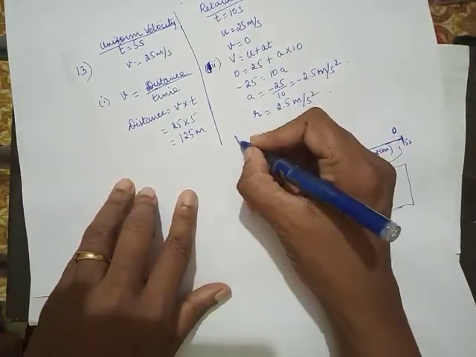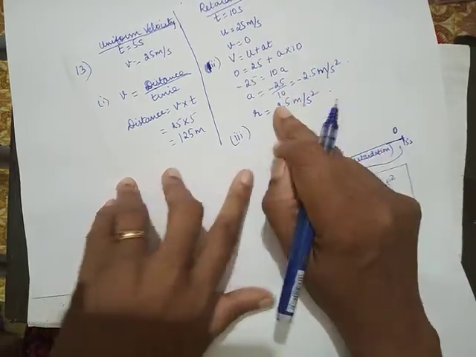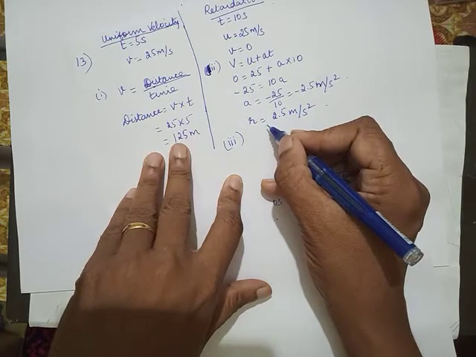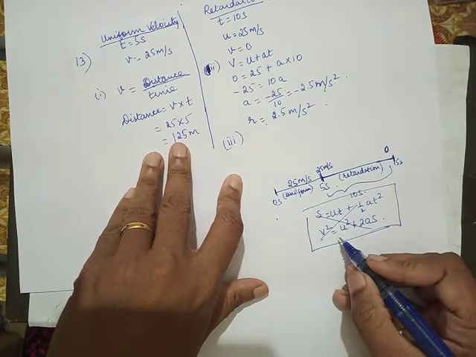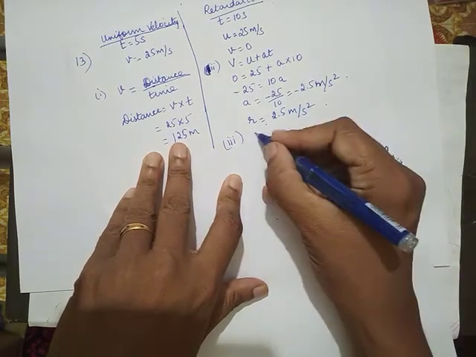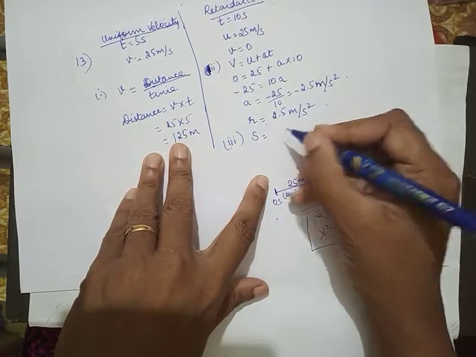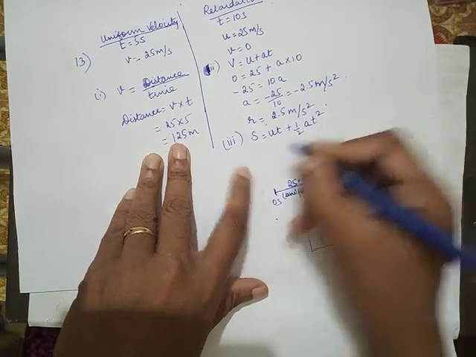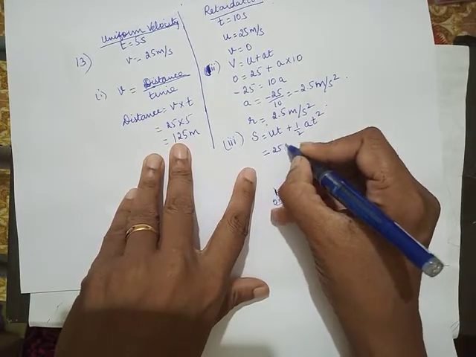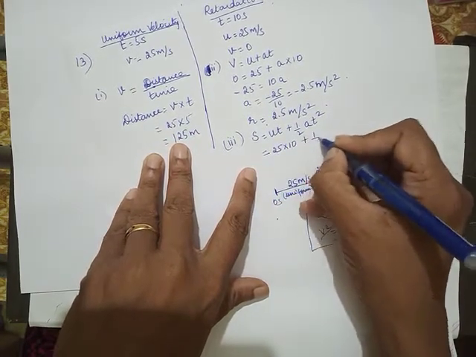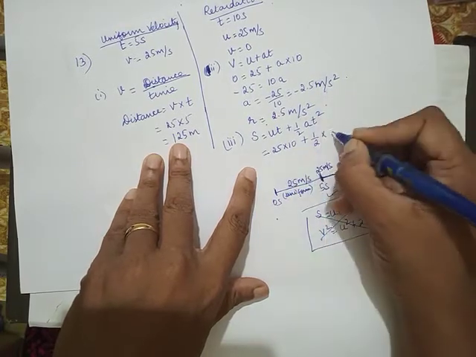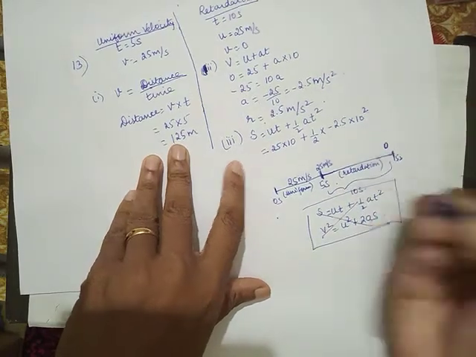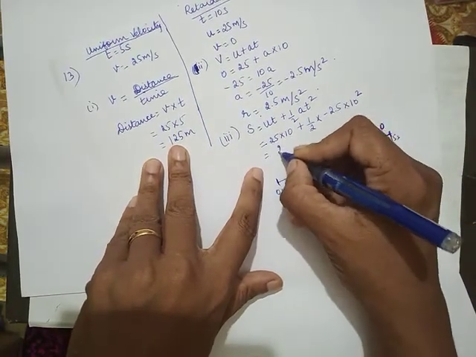And then third, they've asked you to find the distance traveled after the brakes are applied. Now, once you know the retardation, you can use either of these equations. So if we use the second equation, ut plus half at square, u is 25, t is 10 plus half into our a is minus 2.5 into 10 square. Okay, so 25 into 10, 250.